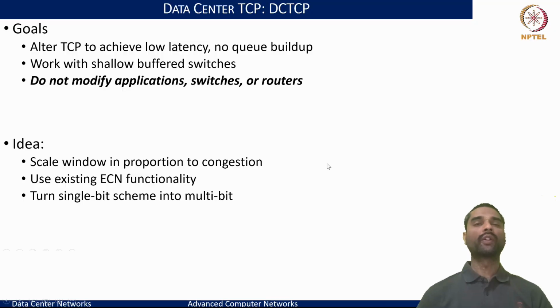So if we revisit and try to see what way we can overcome this problem, our major goal here would be that we want to alter the TCP so that we can achieve low latency communication and also be able to adapt at a very small time scale. But we want to ensure that the queue buildup in the first place doesn't occur, so that there is no queue and no congestion. And we want to work with shallow buffered switches. That means we are not expecting the switches to have more buffers where the queues would build up.